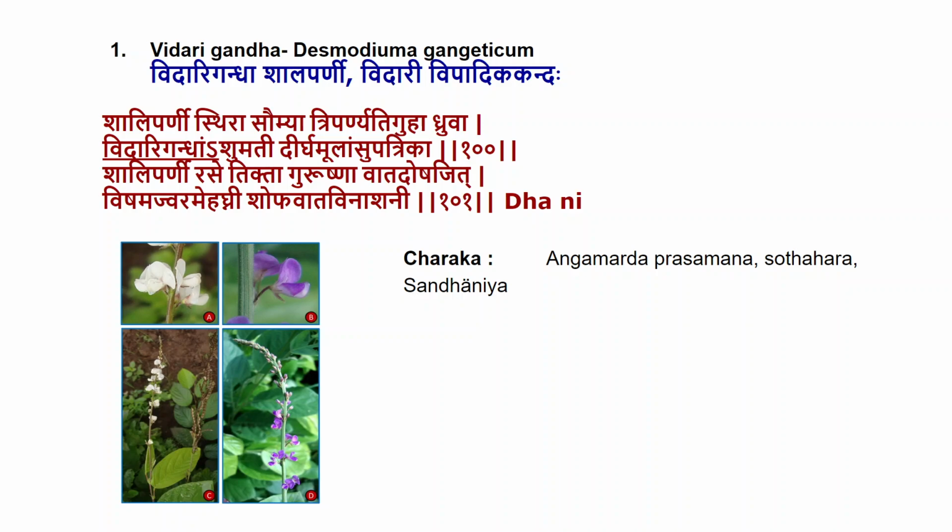Now, first is the Vidari Gandha. The Vidari Gandha, according to Dallana, is Shalaparni or Vidari or Vipadika Kandaha. The other name given to the Vidari Gandha is Shalaparni. And in Dhanvantari Nighantu, the synonyms of Vidari Gandha are Shaliparni, Sthira, Saumya, Triparni, Adikuha, Dhruva, Vidari Gandha, Amshumati, Dirgha Mula, Amshuputrika. These are the synonyms of the Vidari Gandha.